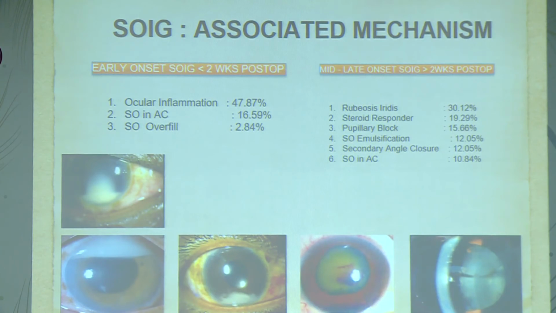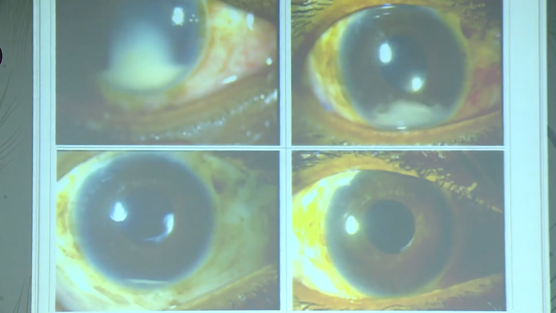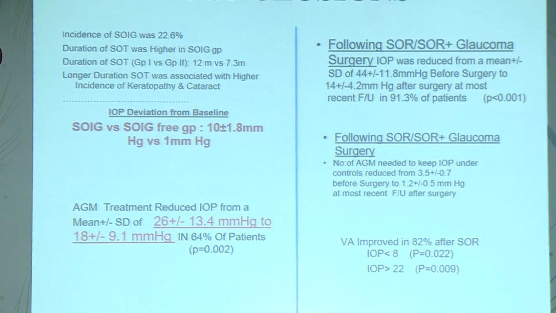Looking at the mechanism of development of glaucoma, it differed between the early onset and the late onset patients. While ocular inflammation was the main cause in early onset, rubeosis iridis in patients who underwent diabetic vitrectomy was the important cause in late onset. There was one such patient who had ocular inflammation which was treated with aggressive steroid therapy and anti-glaucoma medication, with control of intraocular pressure. Thus, to conclude, the incidence of silicone oil-induced glaucoma was 22.6%.